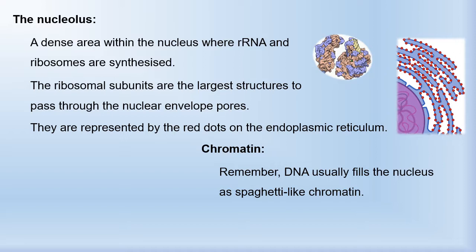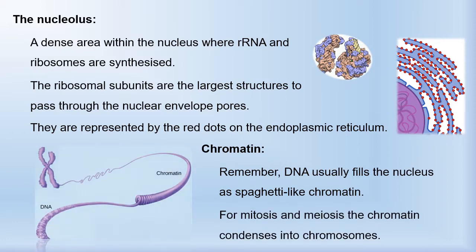Chromatin forms the characteristic chromosomes before replicating to form diploid cells in mitosis or haploid gametes in meiosis. Remember, DNA usually fills the nucleus as spaghetti-like chromatin. So for mitosis and meiosis, the chromatin condenses into chromosomes.